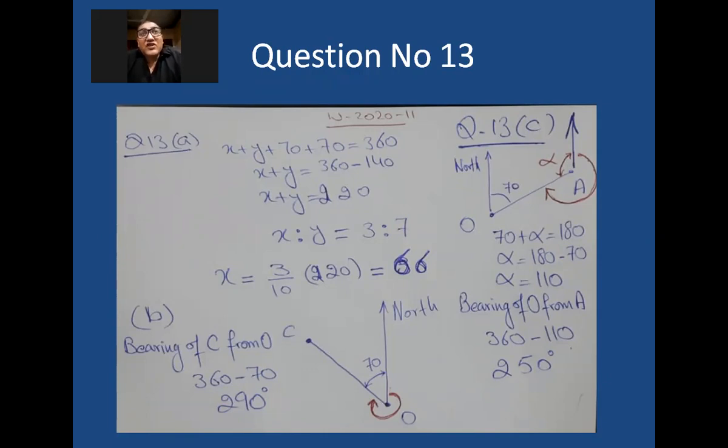So the value of X will be, its share in the ratio is 3. The sum of the ratio is 10, and the sum of X and Y is 220. So out of 220, how much will this be? 3 by 10 multiplied by 220, and that will give you 66. So the value of X is 66 degrees. I hope now you have understood. So let's move to the next part.